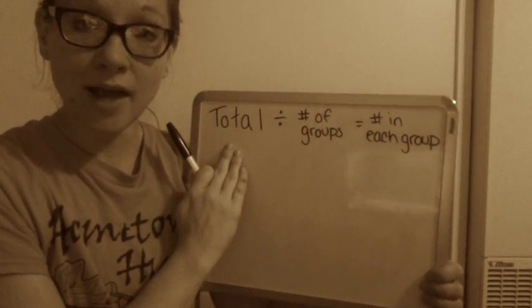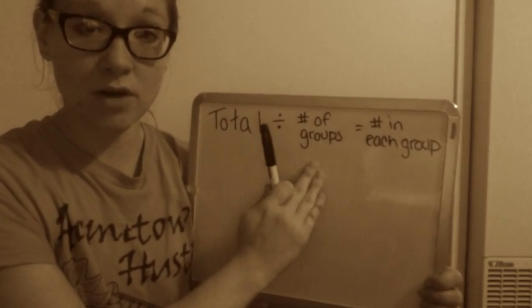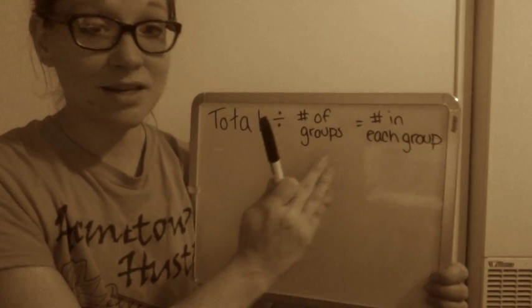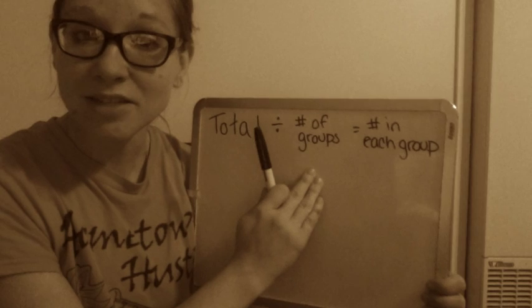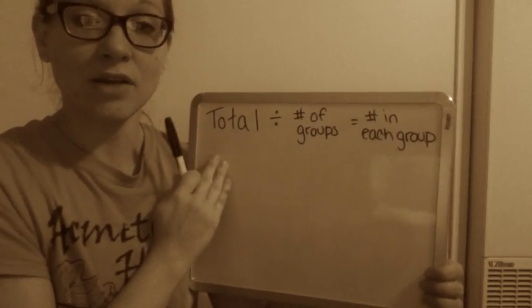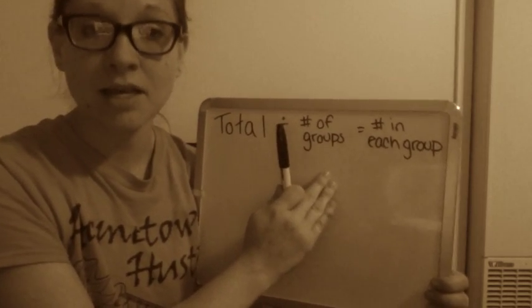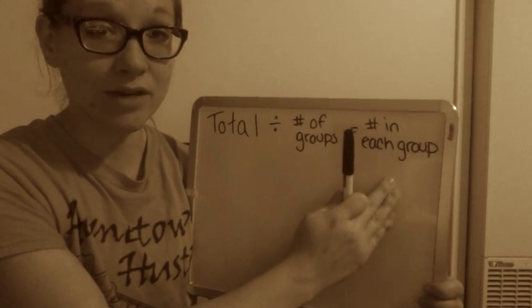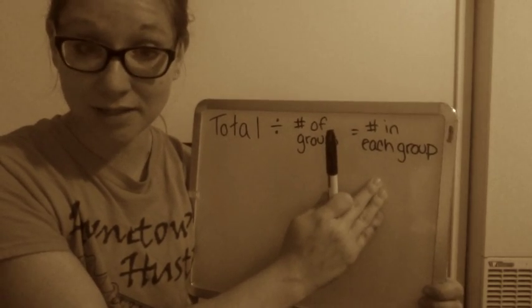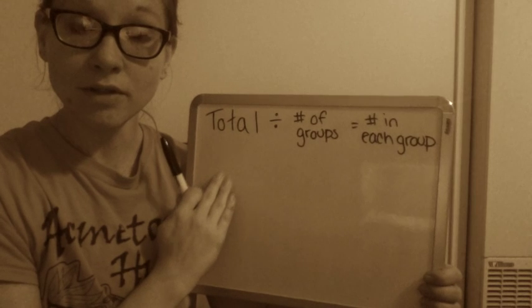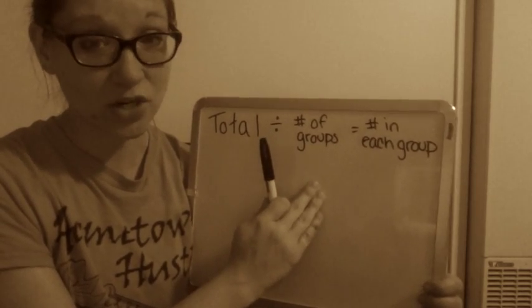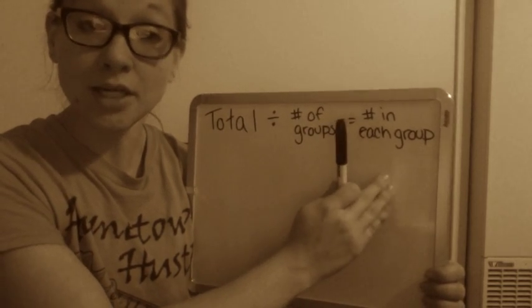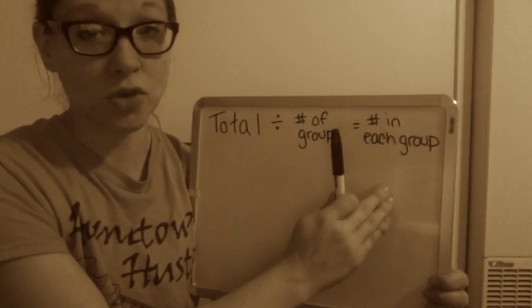And you are dividing that object into a number of groups. Maybe it's the number of paper bags you have or the number of baskets you have. Maybe you're dividing cookies into baskets and you want to know how many cookies should be in each basket. So your total, your dividend, divided by your number of groups, which is your divisor, and then the number in each group, your answer, which is your quotient.